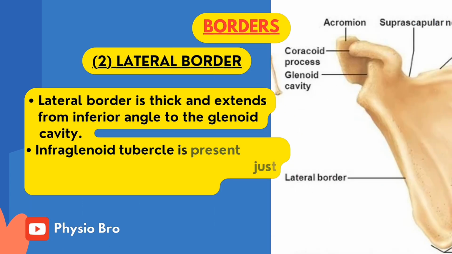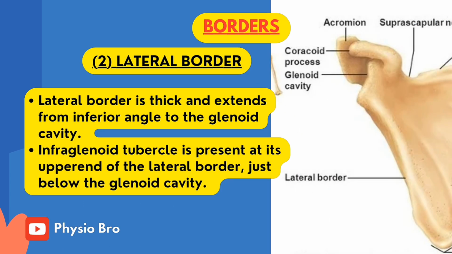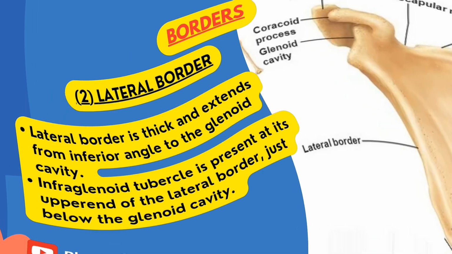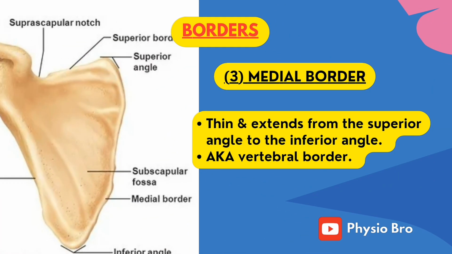Lateral border. The lateral border is thick and extends from the inferior angle to the glenoid cavity. The infraglenoid tubercle is present at the upper end of the lateral border, just below the glenoid cavity. Medial border. Thin and extends from the superior angle to the inferior angle, also known as the vertebral border.